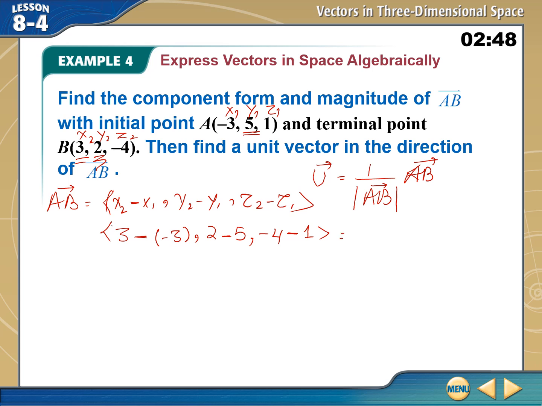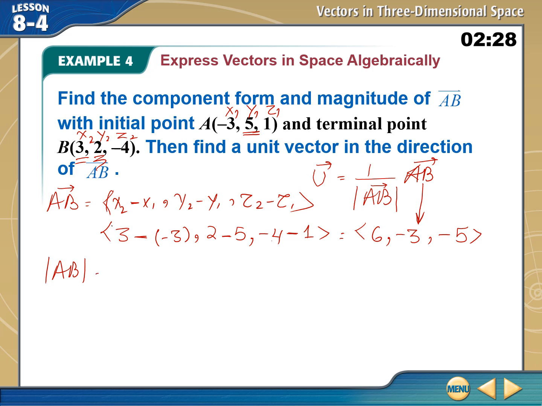3 minus negative 3 gives us plus, so 3 plus 3 gives us 6. 2 minus 5 gives us negative 3, and negative 4 minus 1 gives us negative 5. So this is our vector AB. Now we have to find out the magnitude of AB, so it can be written in the modulus form.